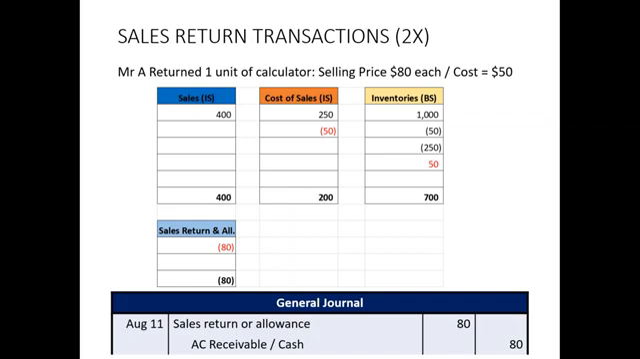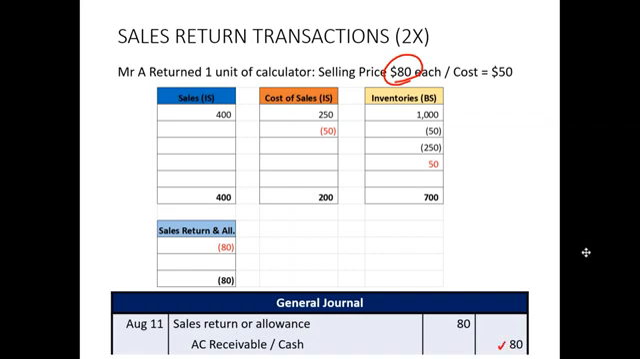Otherwise, if your customer before this purchased the calculator on credit, they'll become your account receivable. When they return the item to you, you're going to reduce their account receivable. If before this they made payment by cash, you're going to return the money back to them because they returned the item to us. So for the first part, you're going to record the return. The selling price is 80. So you're going to return the cash, or reduce the account receivable by 80.